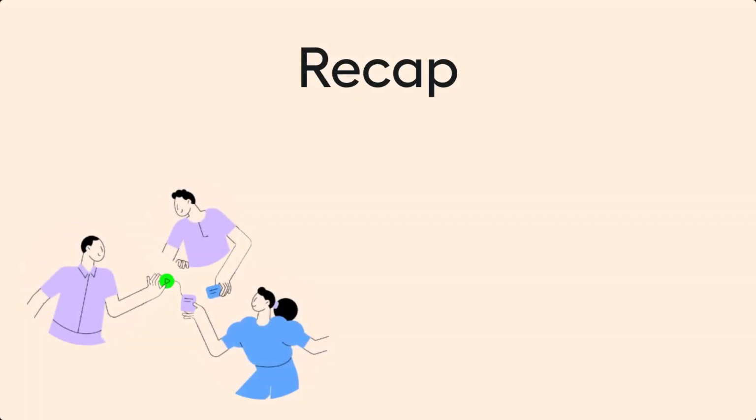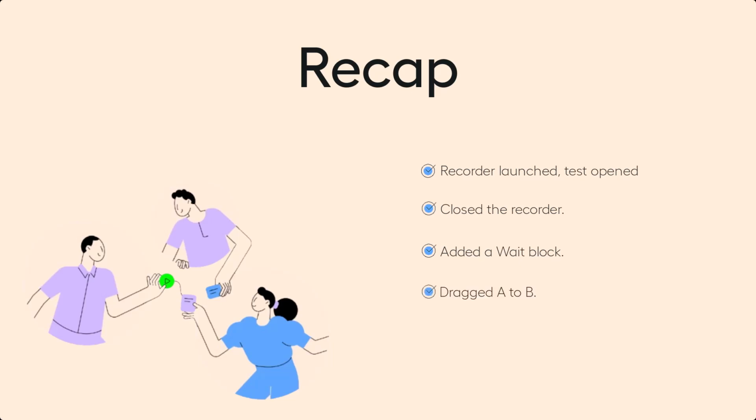Now, let's quickly recap the flow we followed to build the drag and drop automation scenario. We started by launching the recorder and opening the drag and drop test case page. Then we saved and closed the recorder after capturing the page. Next, we added a wait block to pause briefly before the action. We used the drag web element block, where we captured the first element, box A, to drag from, and the second element, box B, to drag to. We added a pass block to end the flow successfully. Finally, we ran the test. Leapwork launched the browser, performed the drag and drop, and passed the test.